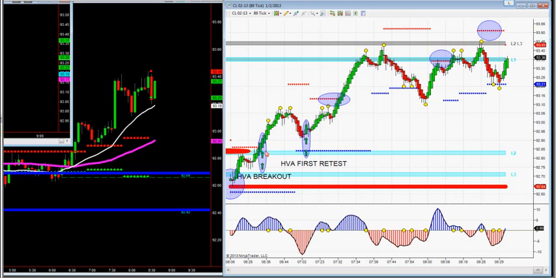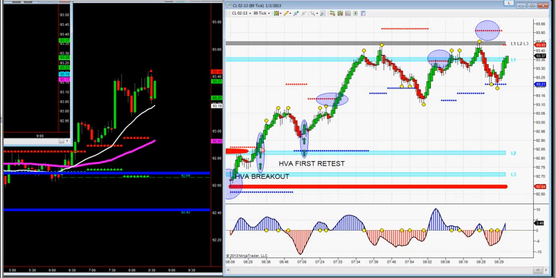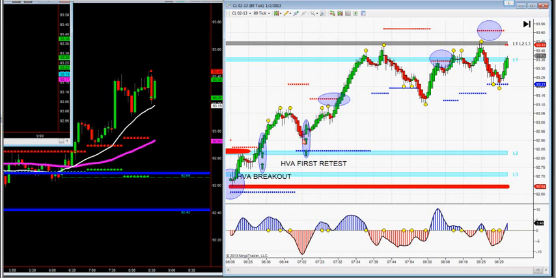Once you break HVA, guys and gals, the natural progression of the market is a retest of the HVA. So we had another shot at it right here. There's the breakout of HVA, and here's the retest of HVA. That is a bullish move in the market: breakout, retest, and there you use the first green bar to get in.